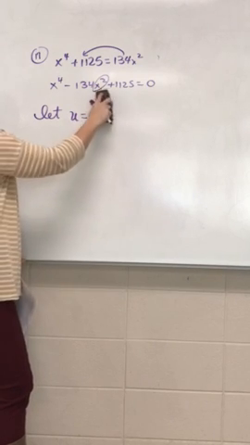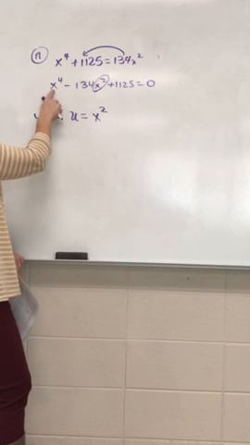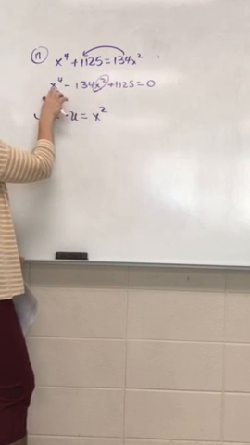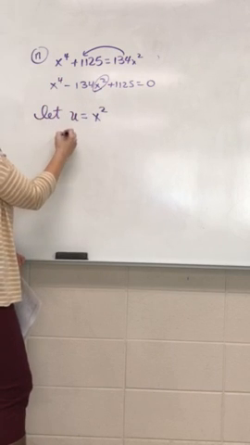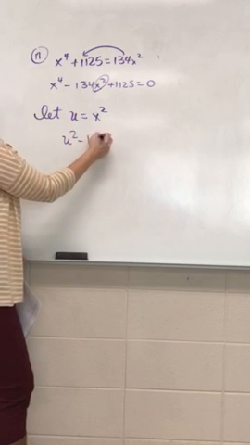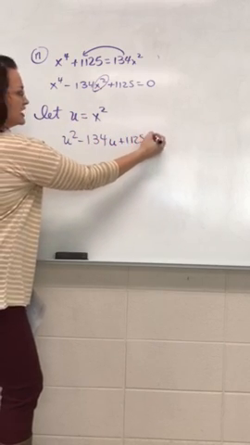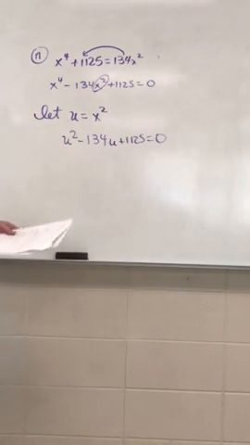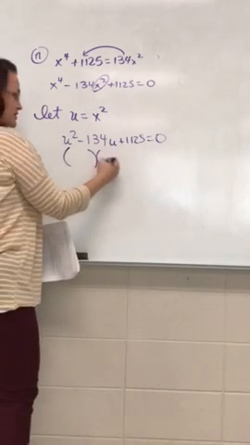So substitution method it's called. If I call that u, that makes that by default u squared, because if you square that, I would have x to the 4th. So u squared minus 134u plus 1125 equals 0. Now it's a quadratic, so I solve by either factoring or the formula.